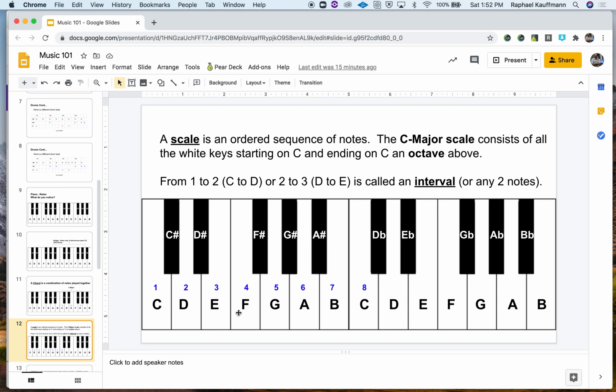Do, re, mi, fa, sol, la, ti, do. Probably not the last time that I sing, but it probably should be.